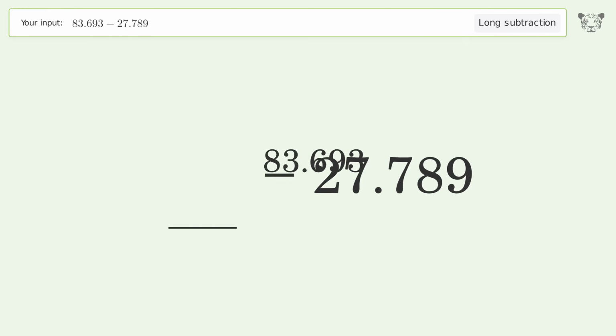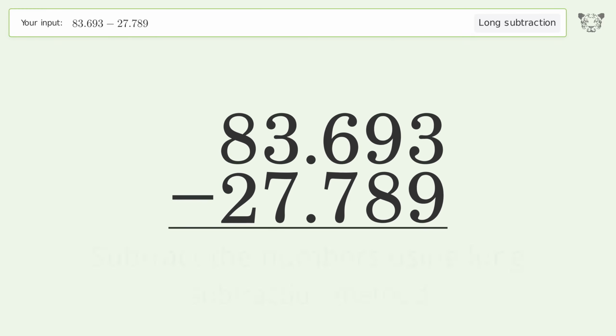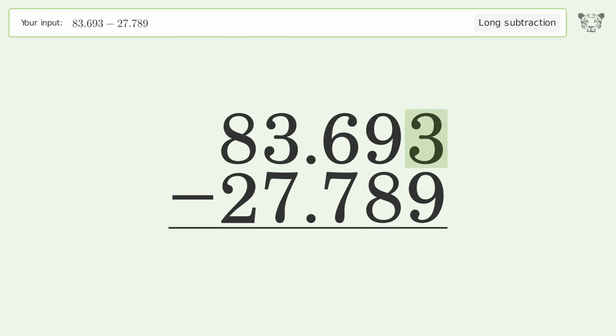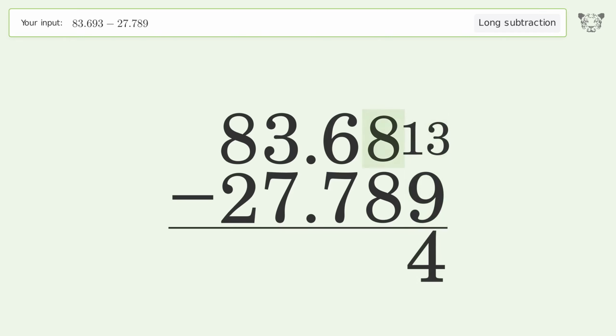Rewrite the numbers from top to bottom, aligned by their place values. Subtract the numbers using the long subtraction method. Because the upper digit, 3, in the thousandths column is too small to get a positive difference, borrow 1 from the digit, 9, in the next number place, which becomes 8, and get 13. 13 minus 9 equals 4. 8 minus 8 equals 0.